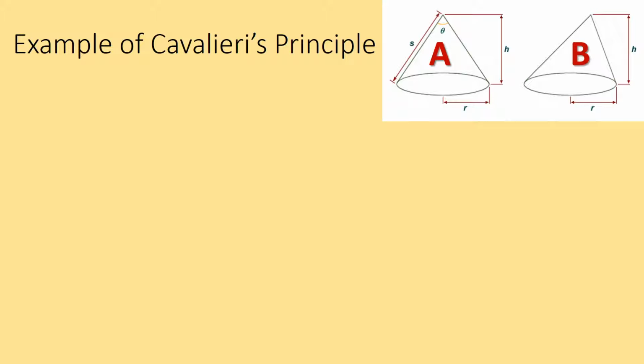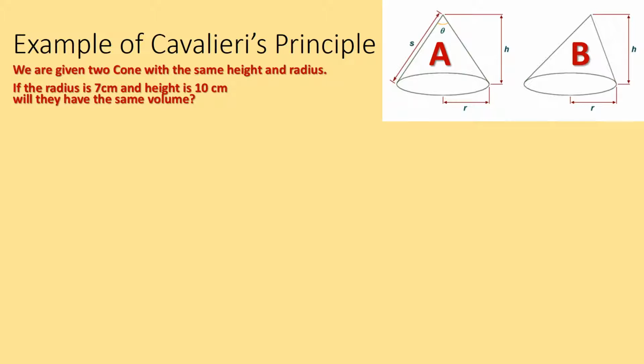Alright, here's an example. Notice that I have two cones, A and B. One is straight up and the other is slanted. We are given these two cones with the same height and radius. If the radius is 7 and the height is 10 centimeters, will they have the same volume? Well, let's look at how to do this.